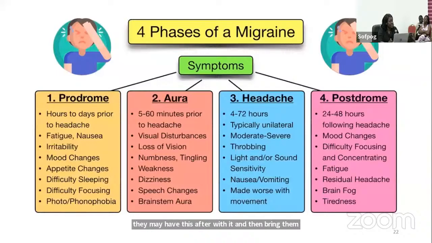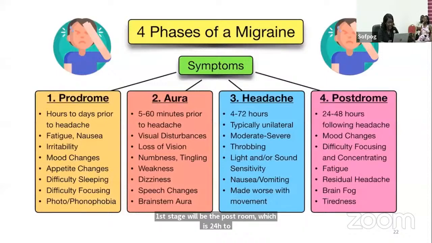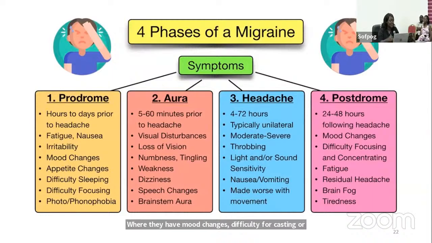Then the headache actually starts, which lasts 4 to 72 hours. It is typically unilateral. It is moderate to severe intensity, throbbing or pulsatile. They have light or sound sensitivity, and then they also will have nausea, vomiting, and this headache is made worse with activity. Then the 4th stage will be the postdrome, which is 24 hours to 48 hours following the headache, where they have mood changes, difficulty focusing or concentrating, they have fatigue, and then they have a residual headache, and then a brain fog.